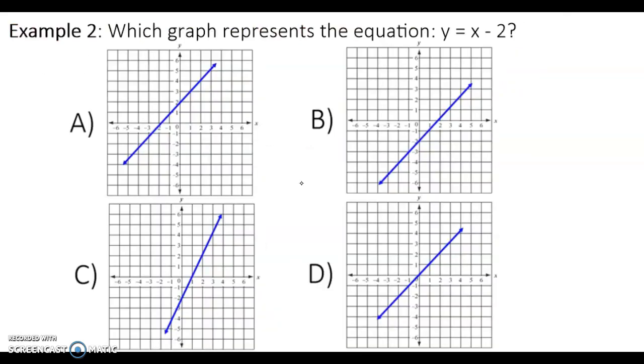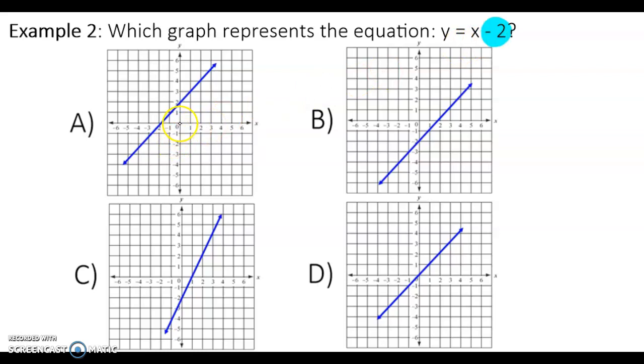Example 2. Which graph represents the equation y equals x minus 2? So again, the first thing that I need to do here is find my b, which is my y-intercept, and it's negative 2. So when I take a look at my graph, I need to start at the origin, and because it lands on the y-intercept, I need to go up or I need to go down. Now my y-intercept says negative 2, so that means I need to go to the origin and go down 2 units.